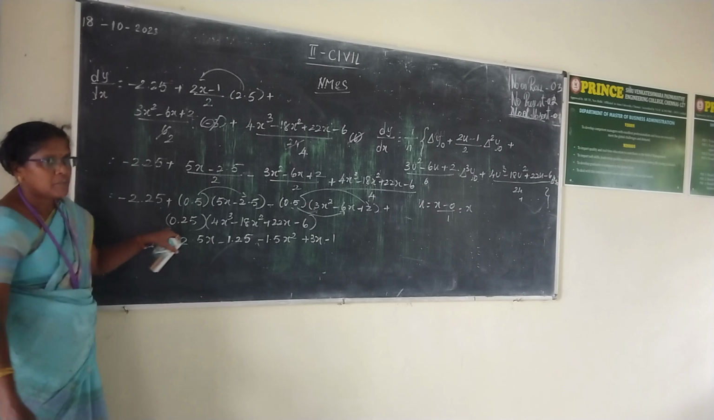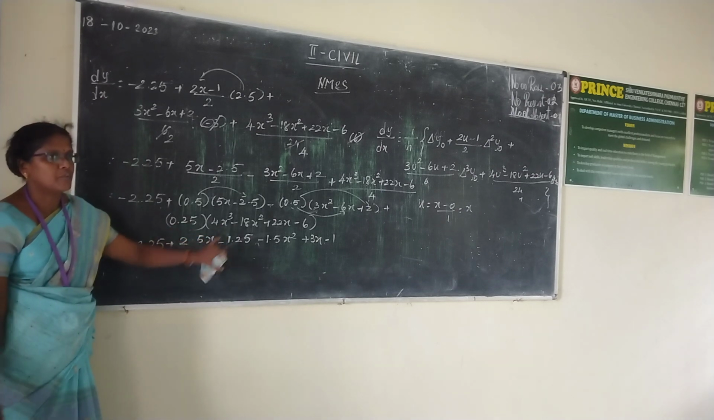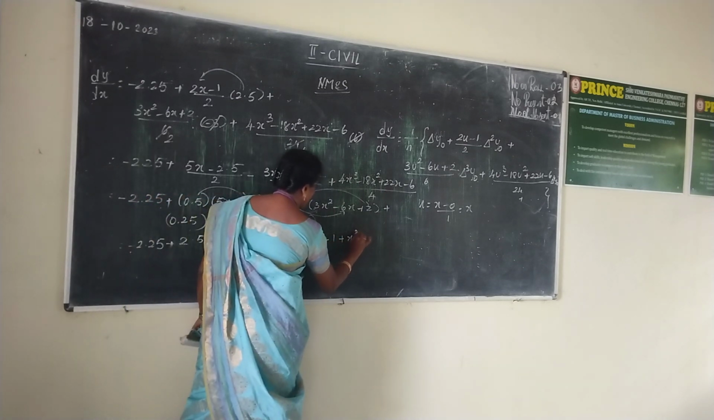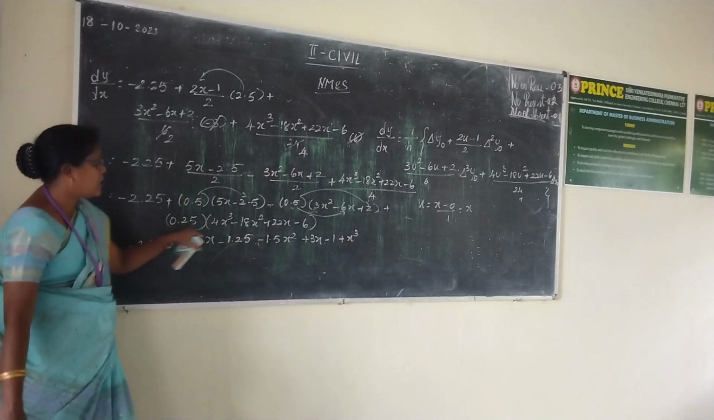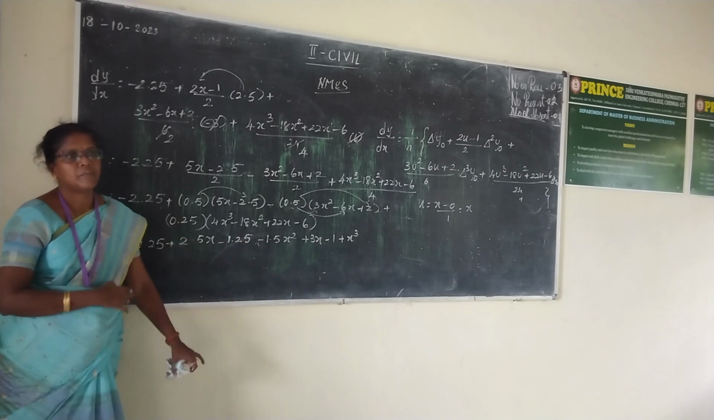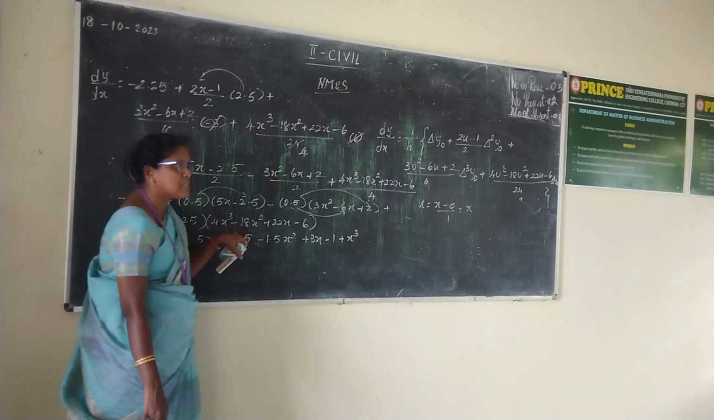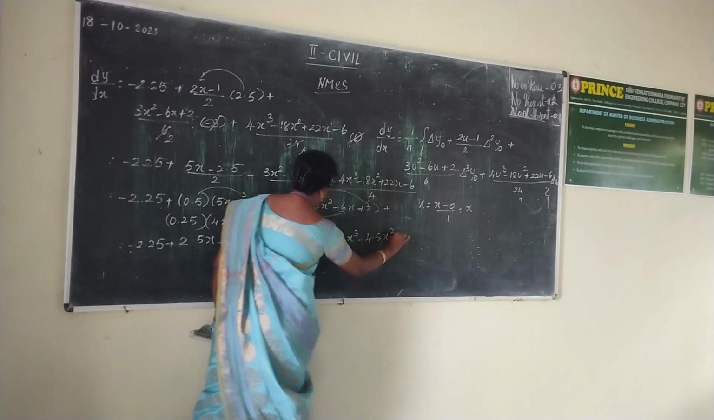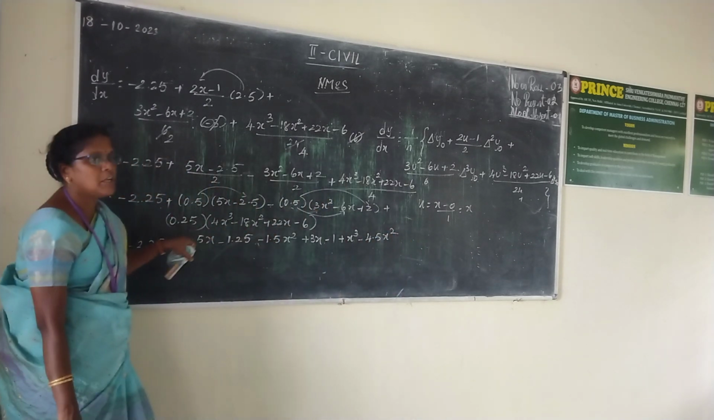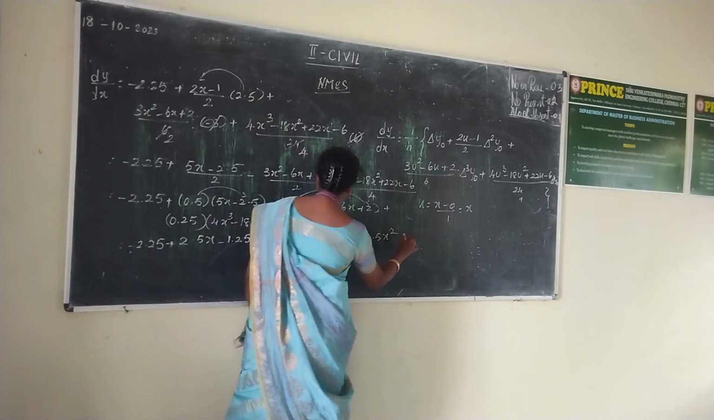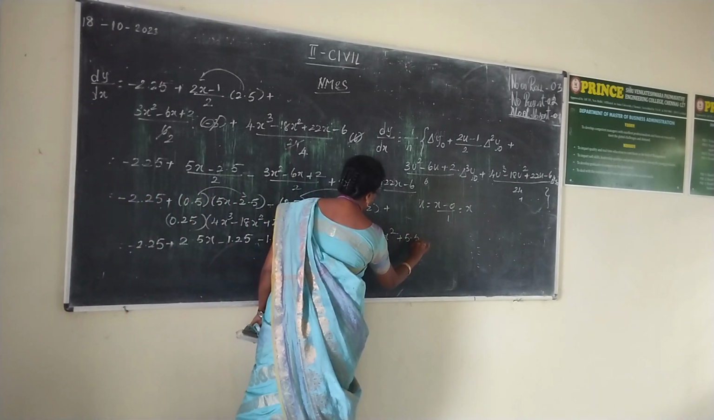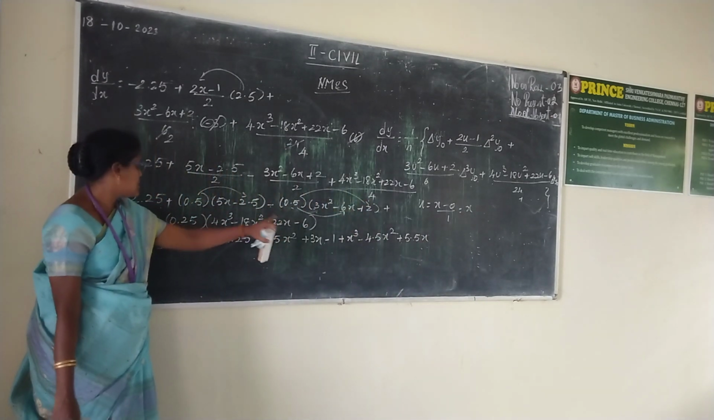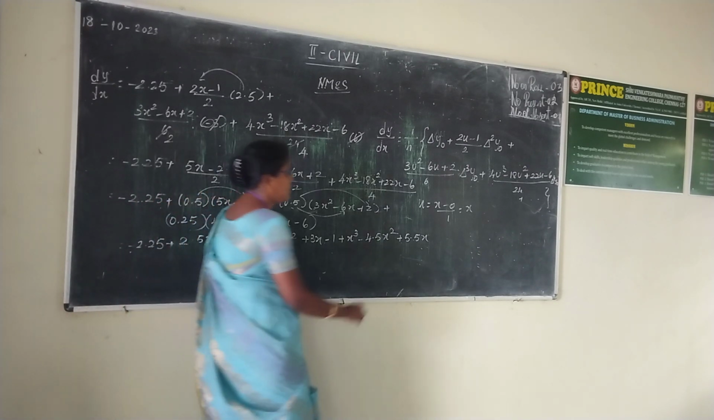Now the next two. 0.25 into 4. 1. So you get it to be x cube. 0.25 into 18. 4.5. In between there is a negative sign. So minus 4.5x square. 22 into 0.25 is 5.5. Plus or minus? Plus. There is one positive sign. 6 into 0.25. 1.5.